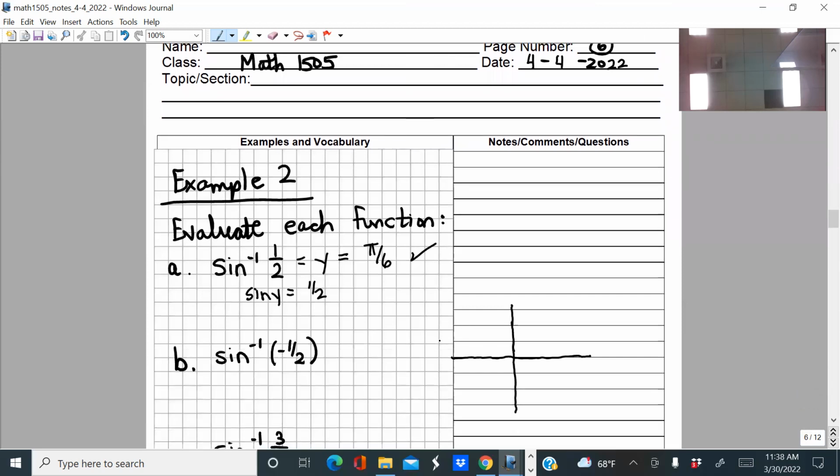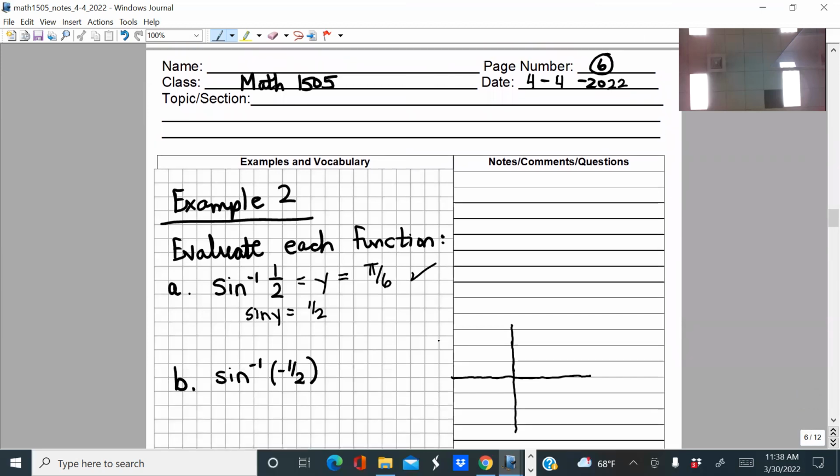Let me ask you another one then. Looks almost the same. What about arc sine, or sine inverse, of minus 1/2? Okay. So it's got to be almost the same answer, right? Let's call that y until we figure out what it is. So let's say sine inverse of minus 1/2 is equal to y. So that means what? Sine of y is equal to minus 1/2. So now you have to look at that and figure out what angle gives you sine minus 1/2.